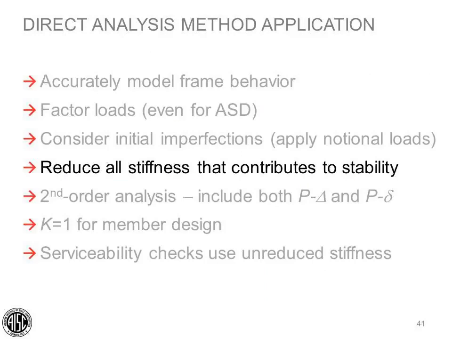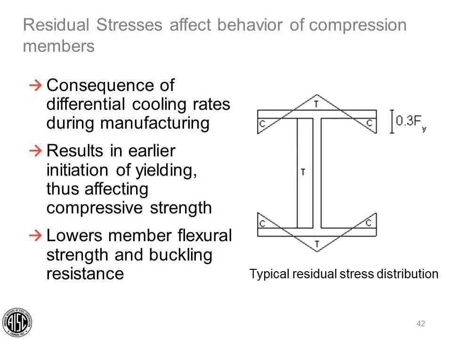Next, we'll need to reduce all stiffness that contributes to stability. Residual stresses result from the rolling process. These residual stresses result in some portions of the section yielding before other sections. For instance, for the wide flange column shown here, the tips of the flanges of a compression member will yield before the web. This impacts the column flexural strength and buckling resistance, and also the stiffness of the system.